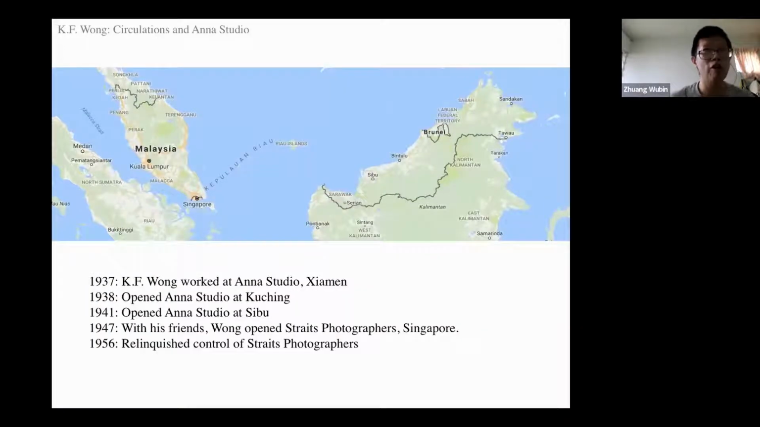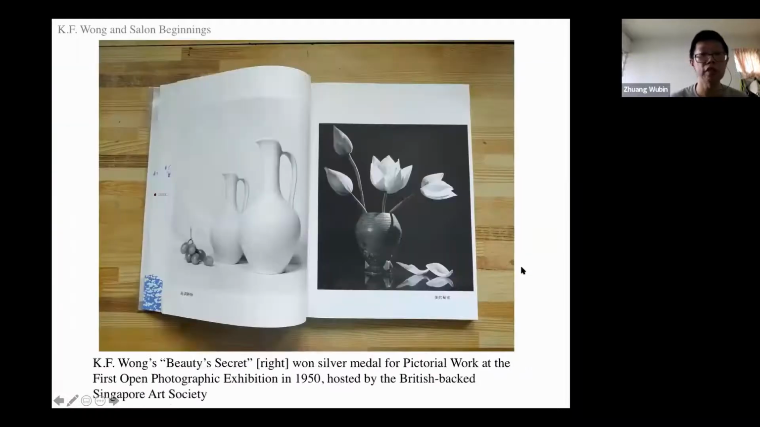He got bitten by the camera bug quite early, and then he went to China to apprentice in photography. In Xiamen, he worked for Anna Studio, and then he brought this name back to Sarawak. So in 1938, when he went back to Sarawak, he opened Anna Studio in Kuching, and in 1941 he opened another Anna Studio in Sibu. This studio would become one of the most famous photo studios in Southeast Asia.